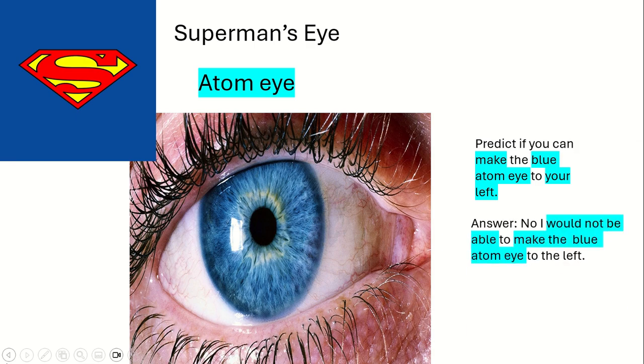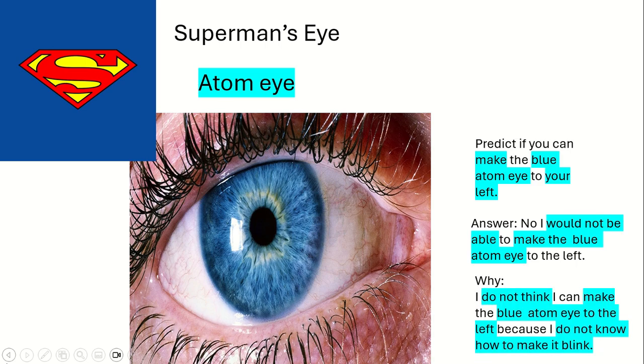If you answered no, you would probably be correct, because no, I would not be able to make the blue atom eye to the left. If that was your instinct, or if that's what you thought, you are right. But now you're saying I'm wrong. If you are wrong, why? Well, this is my personal reason. I do not think I can make the blue atom eye to the left, because I do not know how to make the eye blink. How in the world am I going to make this eye blink like a normal eye? It's impossible.